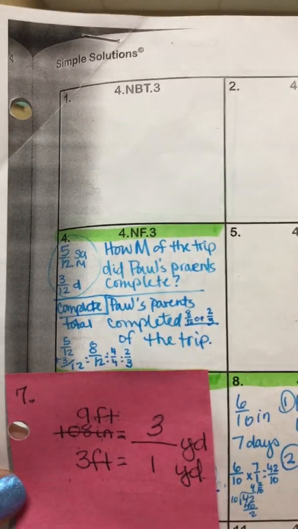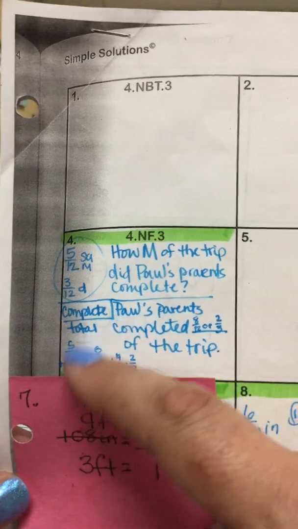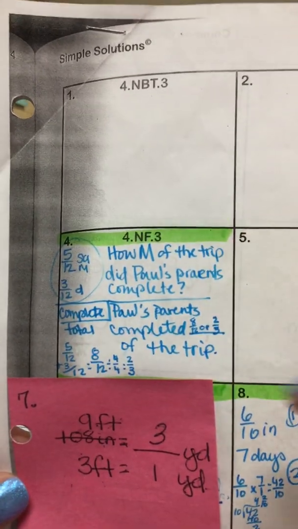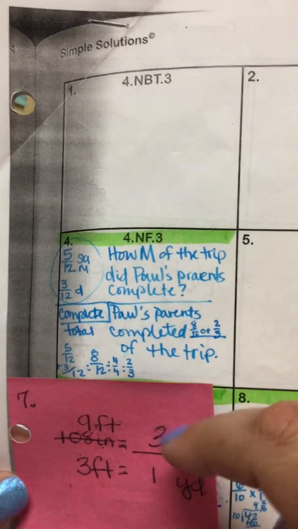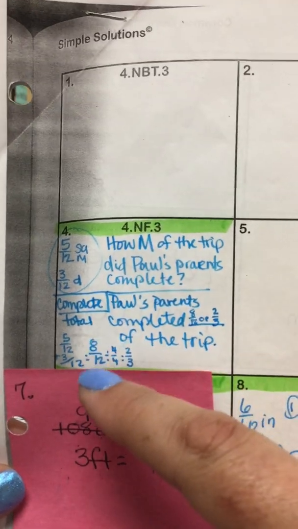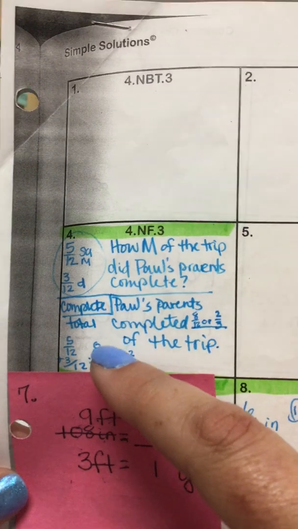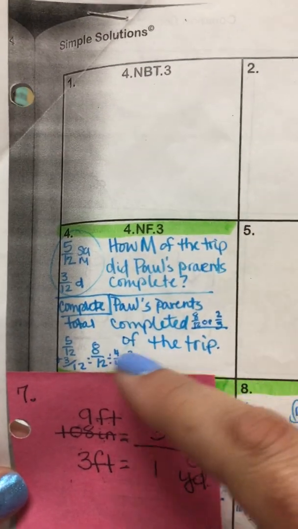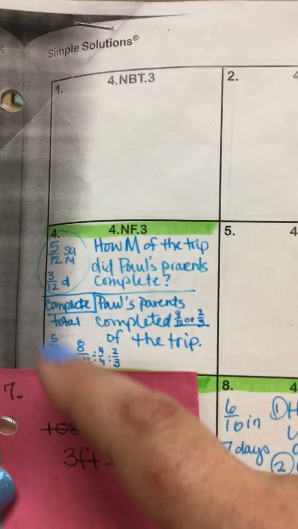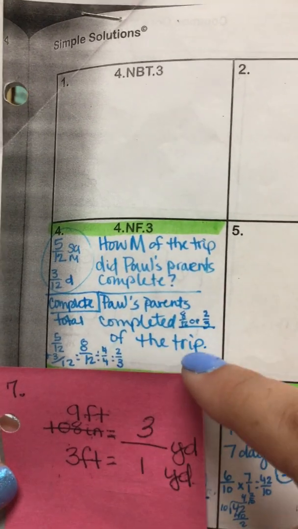And they would need to add the two fractions together, which both of the questions, this one and the one that's going to be on the test, they will both need to be reduced. This one I show here that 8/12 can be reduced by dividing by that super one of 4/4. So 8 can be divided by 4, which gives you 2. 12 can be divided by 4, which gives you 3. So the answer statement is Paul's parents completed 8/12 or 2/3 of the trip.